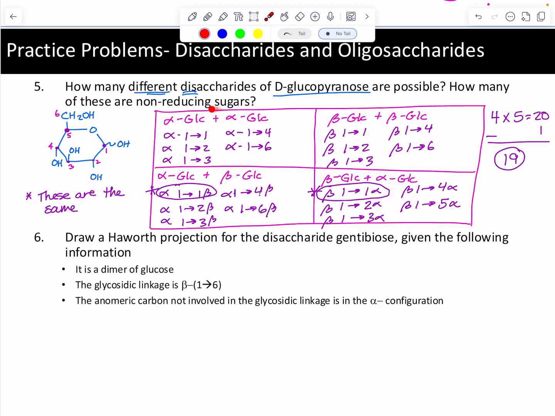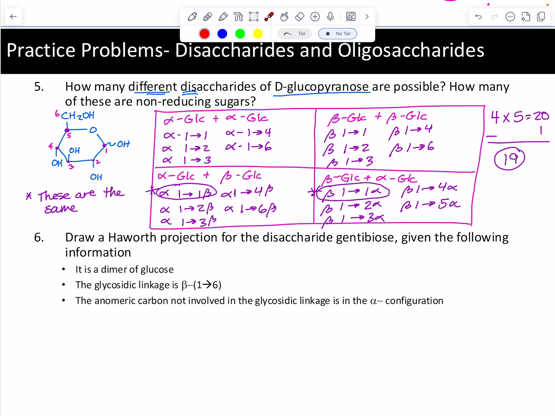Once we have that, in purple I've shown the possible ways of linking them. You could link the two anomeric carbons, or you could link the anomeric carbon of 1 to carbon 2. You could also link it to carbon 3, carbon 4. You'll notice there's no 1 to 5 here, because 5 is the one that's used in the cyclization, so it does not have a hydroxyl available for glycosidic bond formation, but carbon 6 does. So you have 5 possibilities for each of the combinations of monomers.